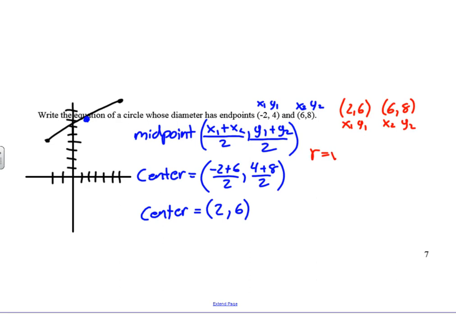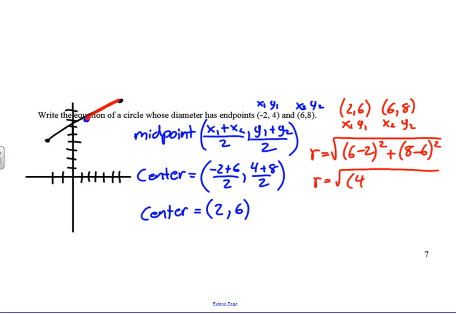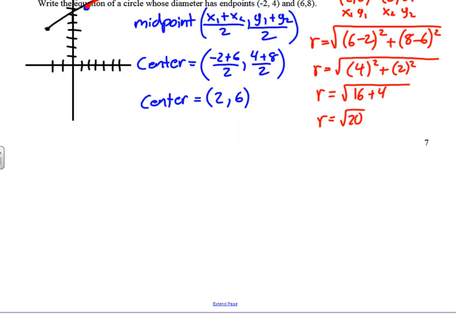So the radius is going to be the square root of 6 minus 2, x2 minus x1, quantity squared, plus y2 minus y1, quantity squared. What I'm finding right now is this distance from here to here. I could have gone to the other point. Either one would work. I picked this one because both the numbers were positive. So this would be 4 squared plus 2 squared, 16 plus 4. The radius would be the square root of 20. We could simplify that, but I'm going to leave it just like that for the sake of our question.